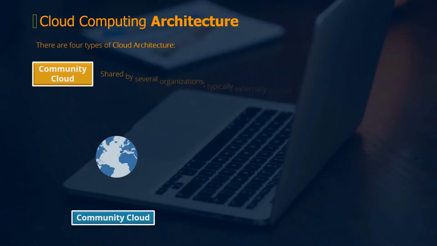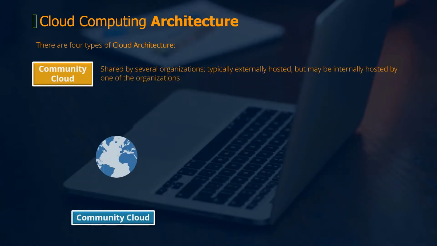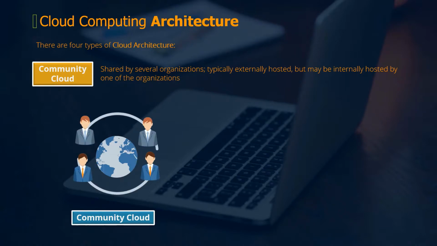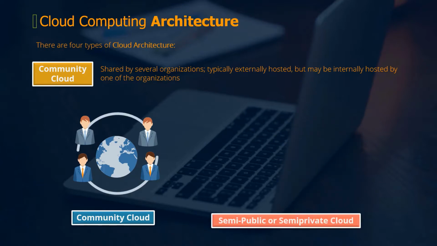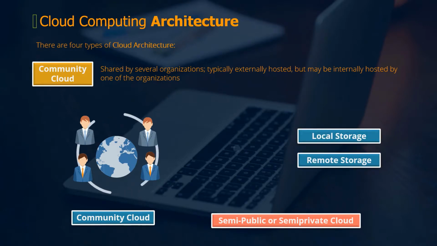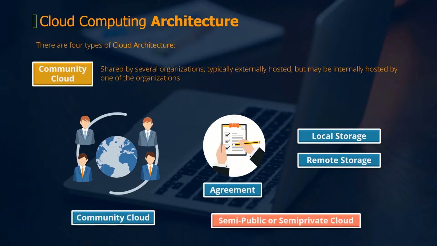Community cloud. A community cloud is a collaborative effort in which storage is shared between several companies having common concerns, such as security, compliance and jurisdiction. This cloud is also known as a semi-public or semi-private cloud. It can have either local or remote storage depending on the agreement between the companies sharing them.